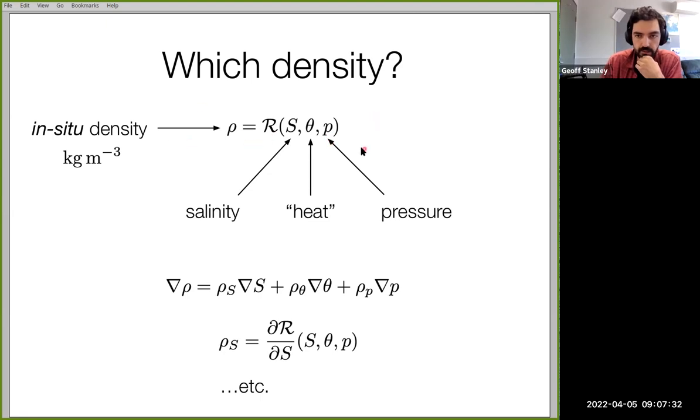So if we take the gradient of this to figure out how density changes in space, we just use the chain rule, and we have terms like this: rho sub S, that's essentially the haline contraction coefficient. So it's the partial derivative of the equation of state with respect to salinity times the gradient of salinity, and so on. This rho sub p will come up a lot in this talk. That's the compressibility, essentially.